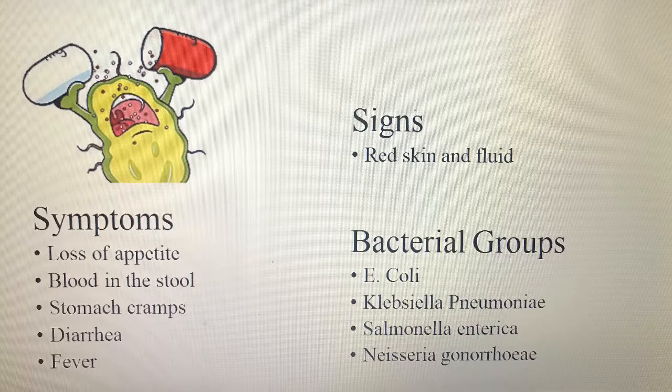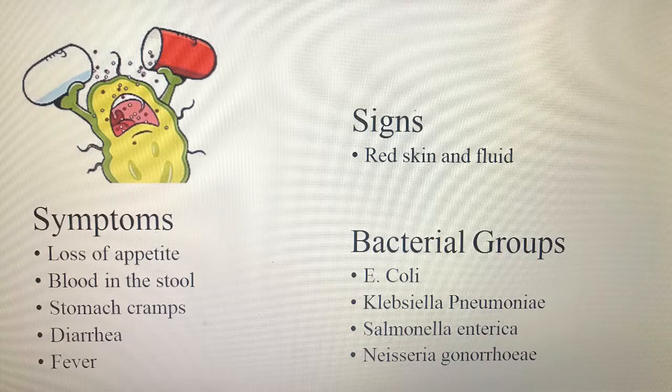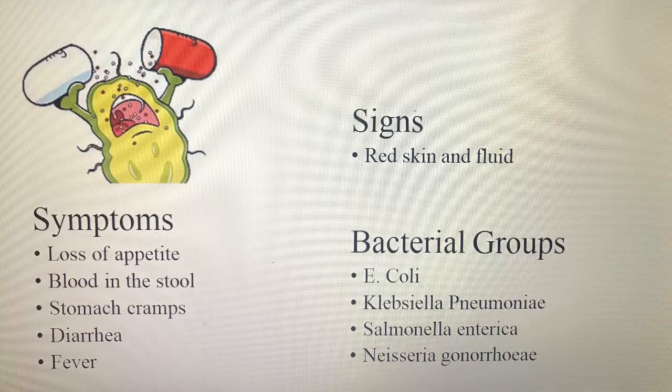Some of the symptoms are loss of appetite, blood in the stool, stomach cramps, diarrhea, and fever. The signs are red skin around the site that is infected and fluid coming out of the site.